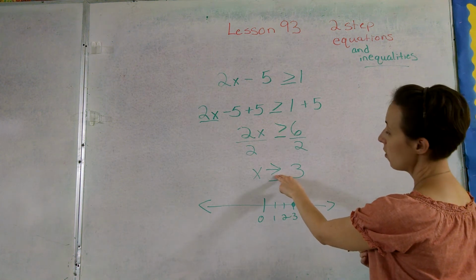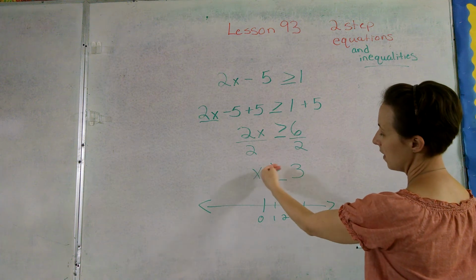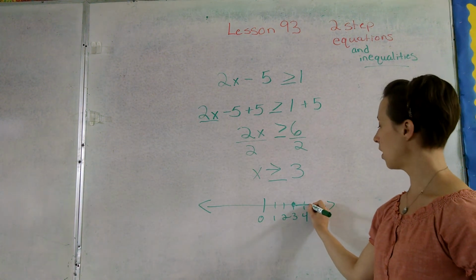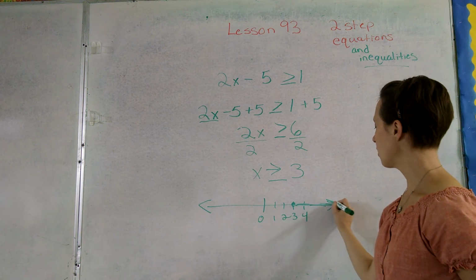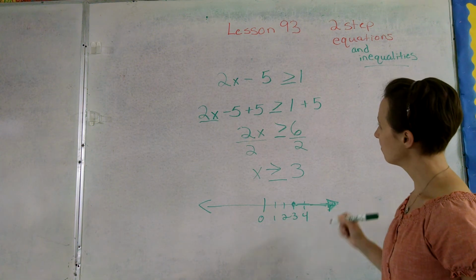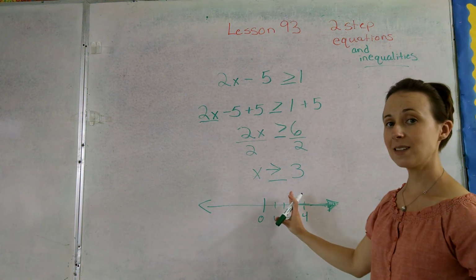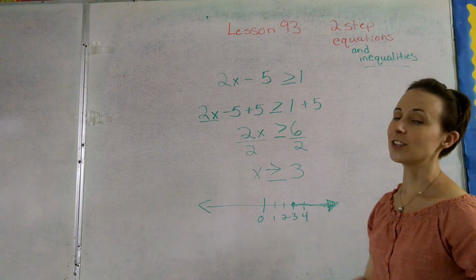If you were to think of this as an arrow, we would be starting at 3 and moving that direction. So we'll color in on the line, not above it, not below it, the numbers greater than 3 and the arrow as well. Use this skill when you're working with your inequalities. They work exactly the same way as your equations.